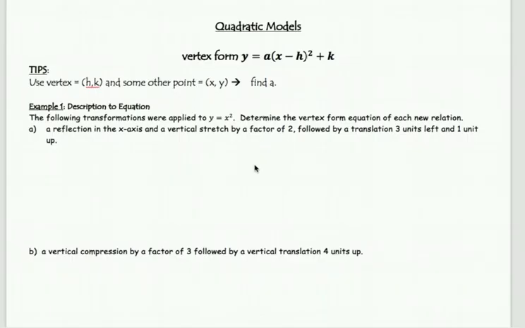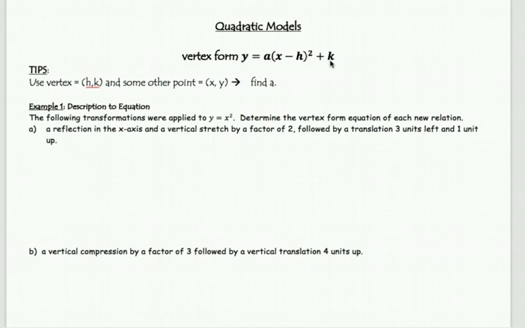Okay, so now that we've reviewed all the things that you've covered in the last few cycles, hopefully you can build this vertex form equation today. So here's the general form. Your goal today is to find 3 things. You need to find the a, the h, and the k.